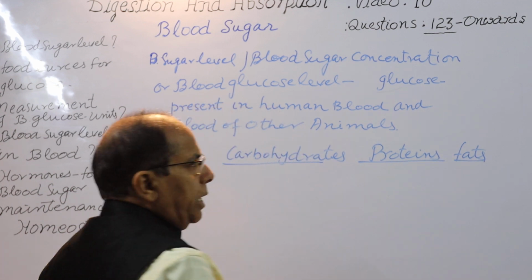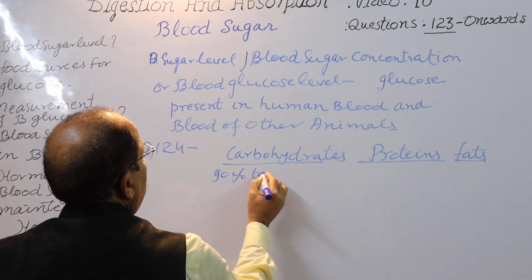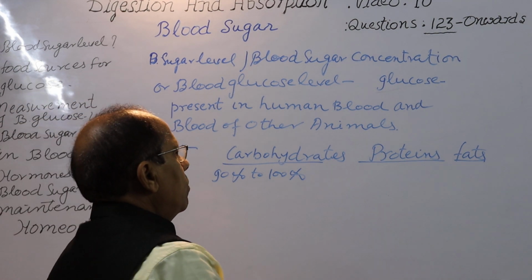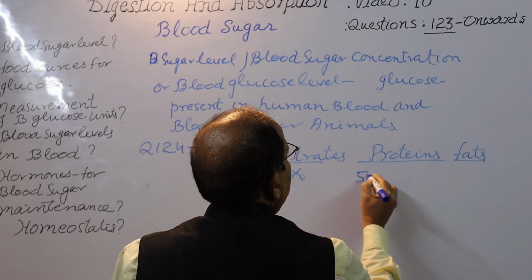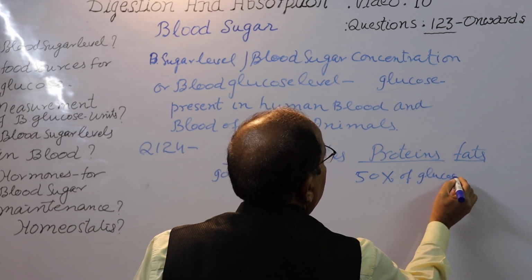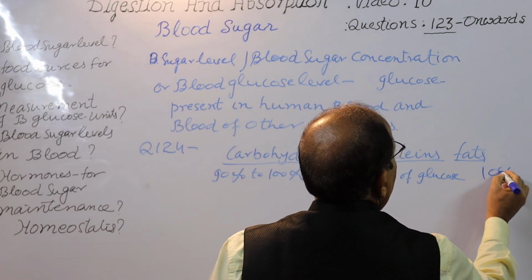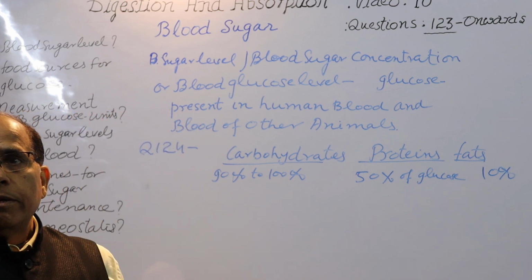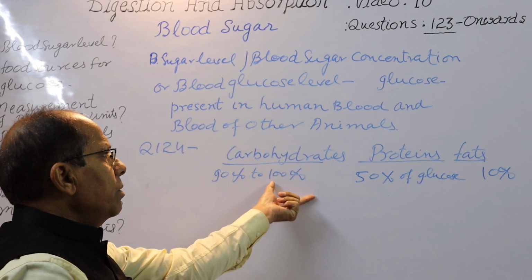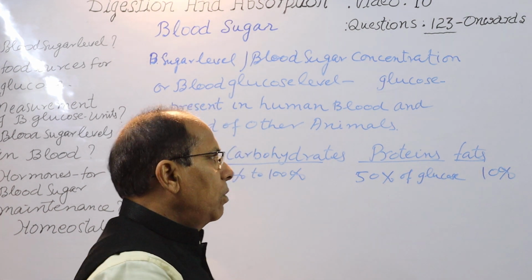Now around 90 to 100% of glucose is obtained from carbohydrates in our body. Around 50% of glucose is provided by proteins, and about 10% of glucose is given by fats to our body. Carbohydrates provide us 90% to 100% of glucose, proteins provide us 50% of glucose, and fats provide us around 10% of glucose.